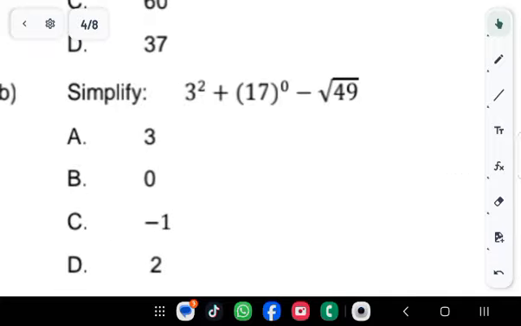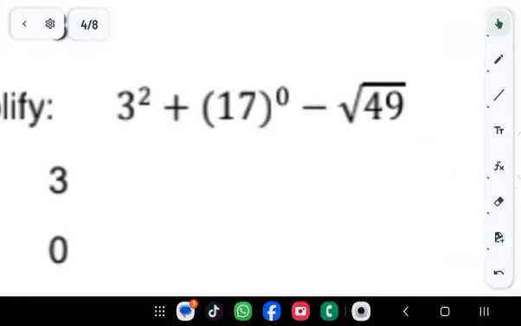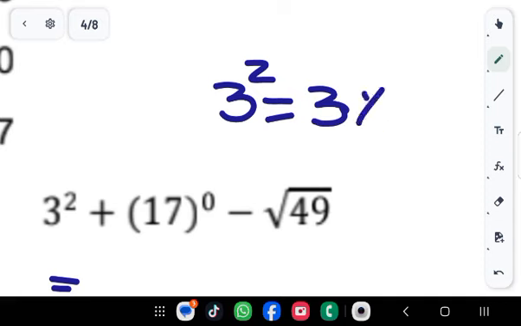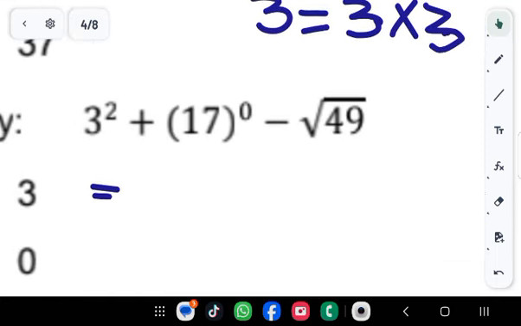Next question, simplify 3 squared plus 17 all to the power of 0 minus square root of 49. Now remember the rule of BODMAS, we must start with what's inside brackets. This is also inside brackets. That can also be considered as inside brackets. That's okay. So now let's start. 3 squared is 9. 3 squared is 3 times 3. Now we multiply 3 by itself twice, because the exponent, the power, the index tells us we must do so twice.